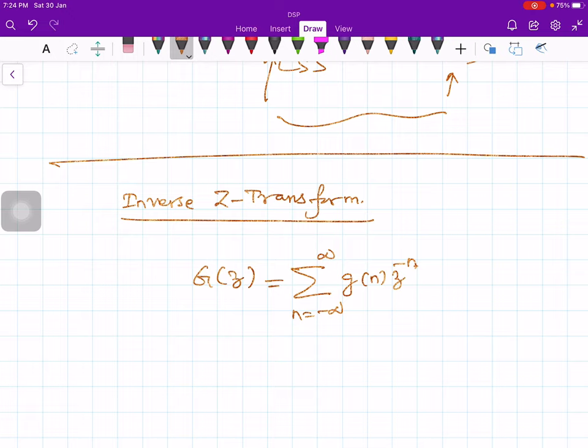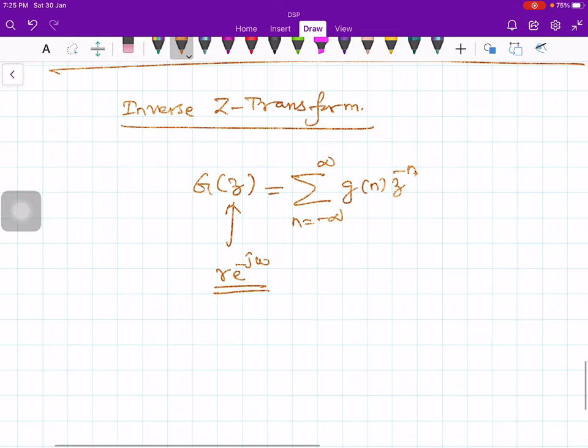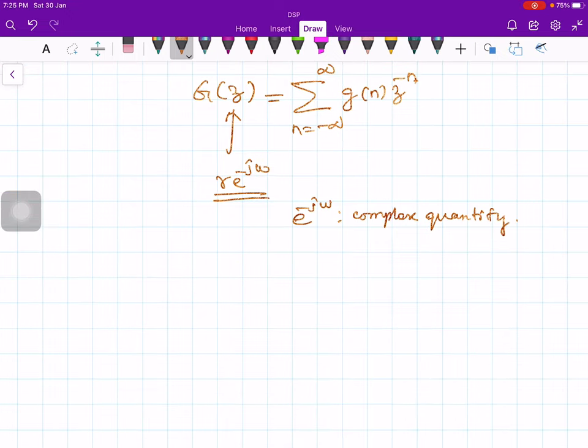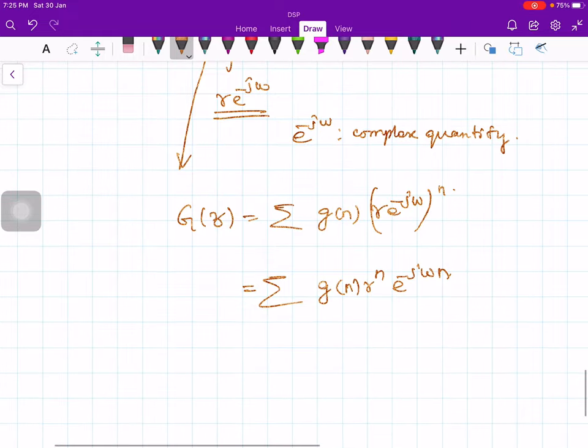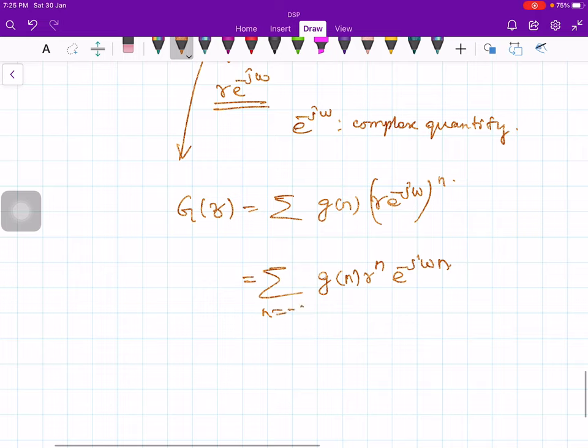But z in general, what is z? z is in general r times e to the j omega. That's how we defined it. And e to the j omega is a complex quantity, right? Now I can write G of z is equal to summation of g of n times r e to the minus j omega, whole to the n. Now you can combine these two: g of n r to the n e to the minus j omega n, where n is from minus infinity to plus infinity. Now you look at this.